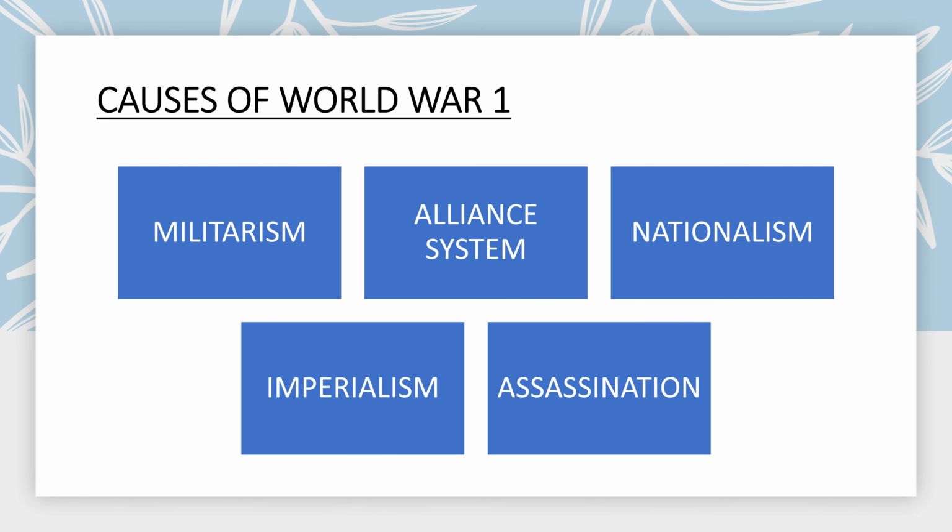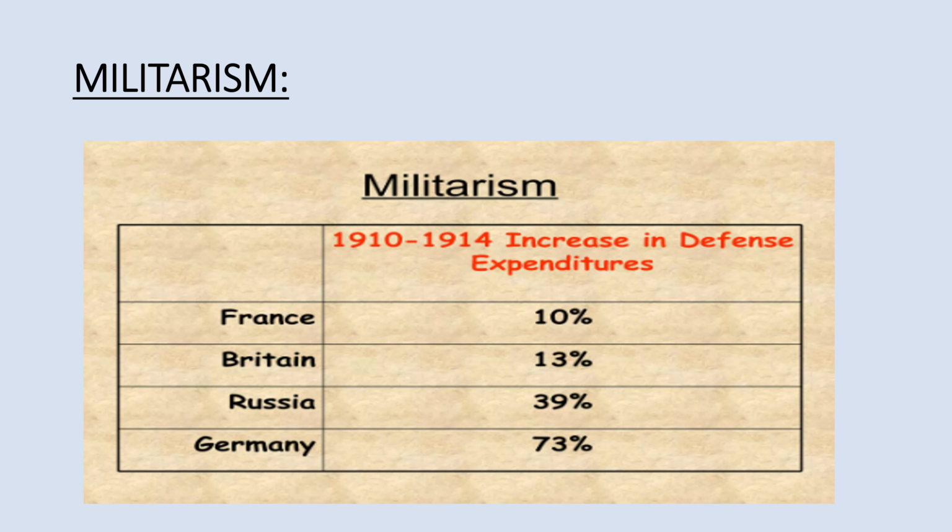The assassination of Archduke Franz Ferdinand of Austria-Hungary served as a spark that ignited the conflict, leading to a chain of events that drew nations into the war. World War One was triggered by a complex web of long-term and immediate causes. The war involved many countries and had far-reaching consequences.